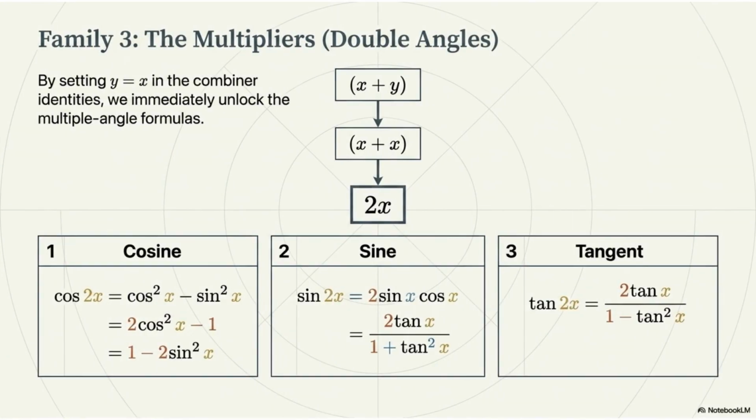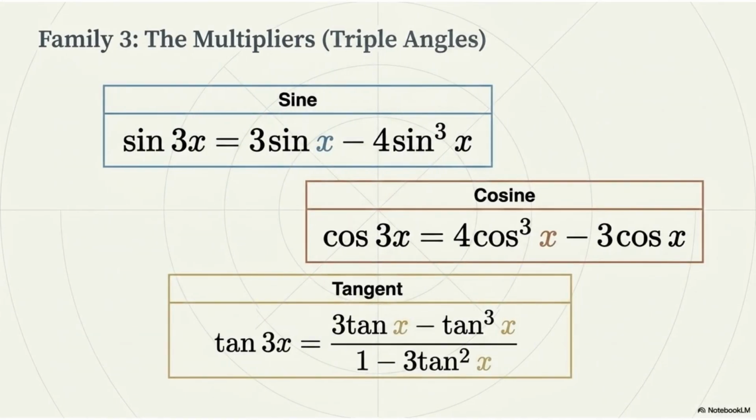Finally, we have the multipliers. By setting the two angles to be equal, we unlock the double angle formulas for sine, cosine, and tangent, completing our mathematical toolkit. Moving further, we reach the triple angle formulas. These multipliers, including sine 3x, cosine 3x, and tangent 3x, expand our ability to simplify expressions involving higher order angular inputs.